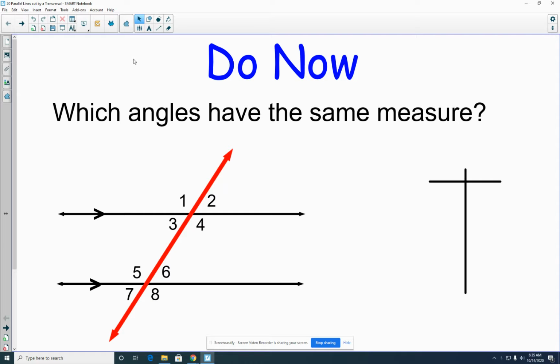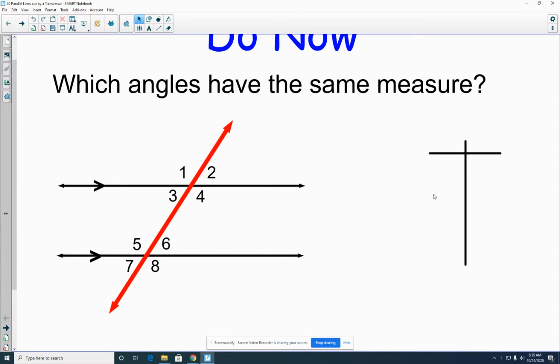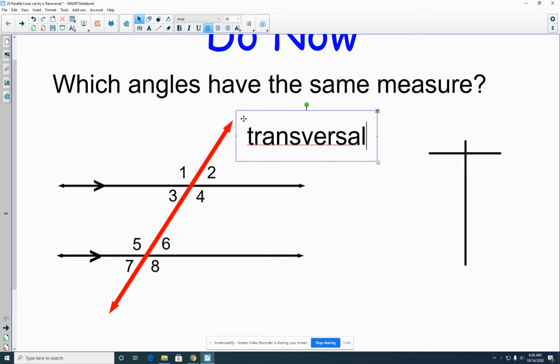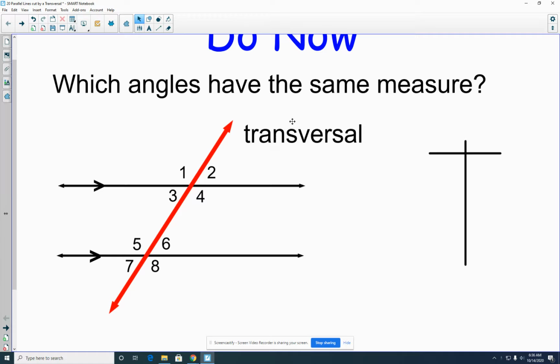Hello everyone, this video is for lesson 20, parallel lines, day 1, and we are going to start with this basic question. If you take a look at what we have here, we have parallel lines. We know that because of these two symbols here, and they are being cut by this red line. This red line is actually known as a transversal. So what we have here are parallel lines cut by a transversal.